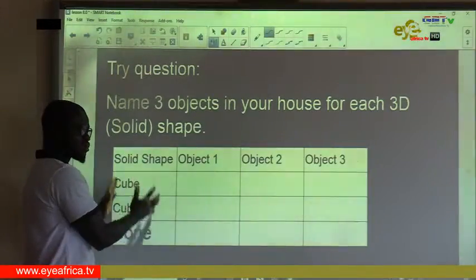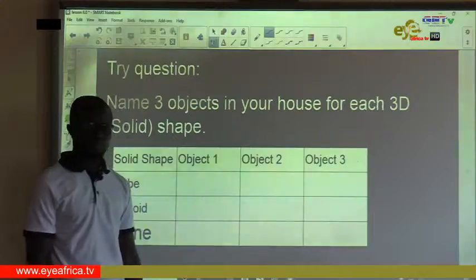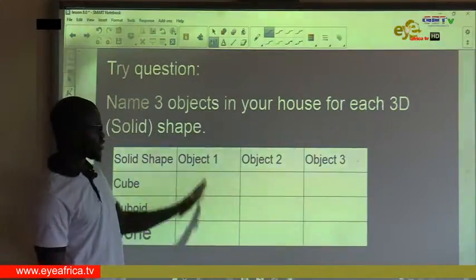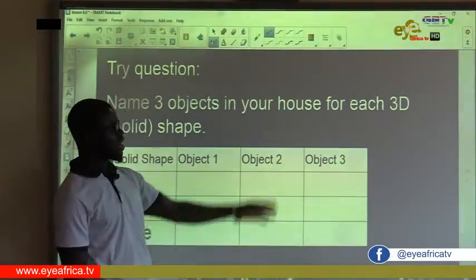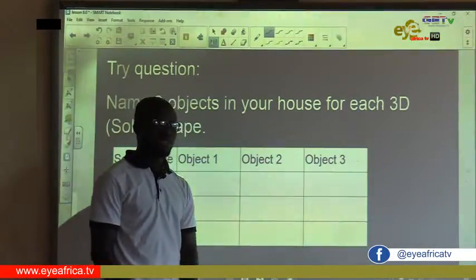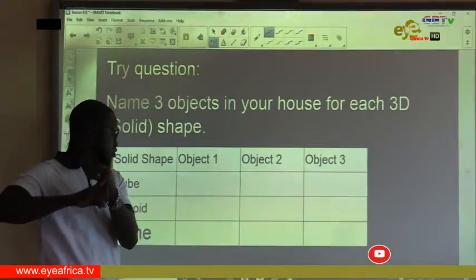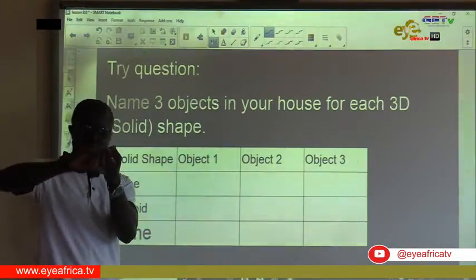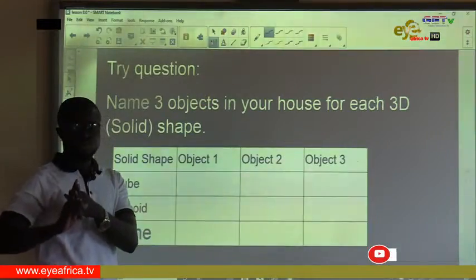Now when you draw the first column, you add 3 more columns. You label them as object 1, object 2, and object 3. So in each of the columns, you are going to name 1 cube, 1 cuboid, and 1 cone.